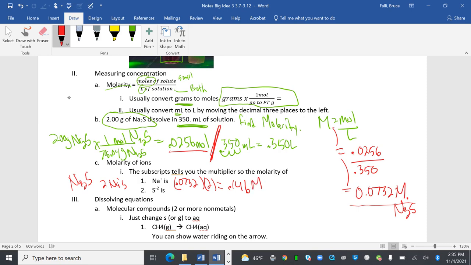I'm going to get 0.146 molar Na positive. And S negative 2, do you see I only have 1 S negative 2? So I'm not going to show the work of multiplying by 1. Multiplying by 1 doesn't do anything. It's like kissing your sister, right? So nothing really happens. 0.0732 molar is S2 negative.